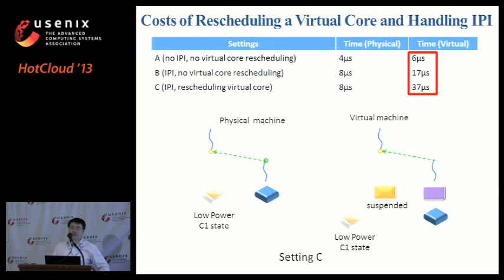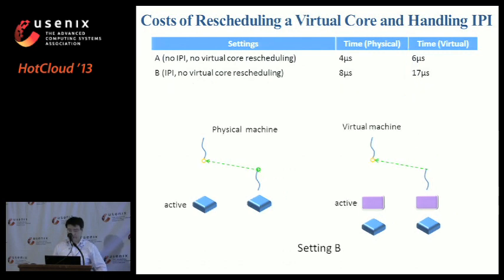But isn't this then in conflict with your slide that you're showing right now? This one? Yeah. Why? No virtual core rescheduling, 17 microseconds, and then... Oh, this is for setting B. So for setting B, we just keep the physical core active or the virtual core active. So there's no virtual core rescheduling.